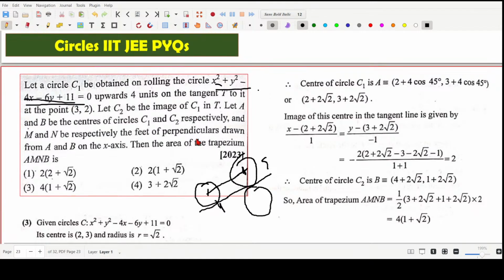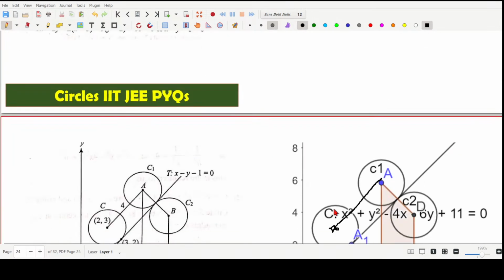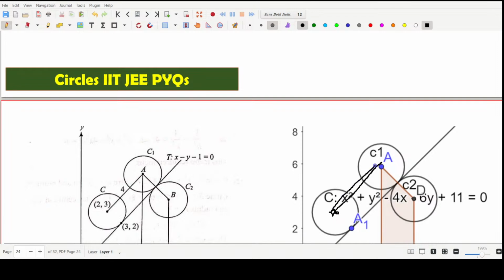So for this circle, we know the center, and we know the radius also. Now the center is going 4 units up, in the direction of the tangent, right? You know what the slope of this tangent is. So for a particular point, this distance is 4 units, 4 units in this direction.